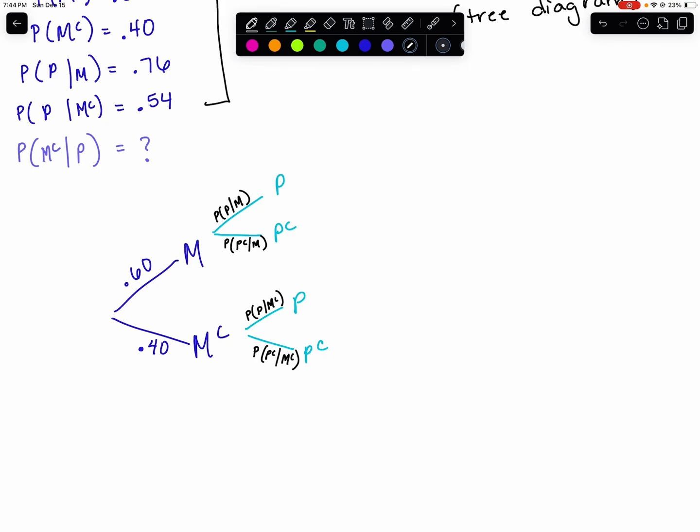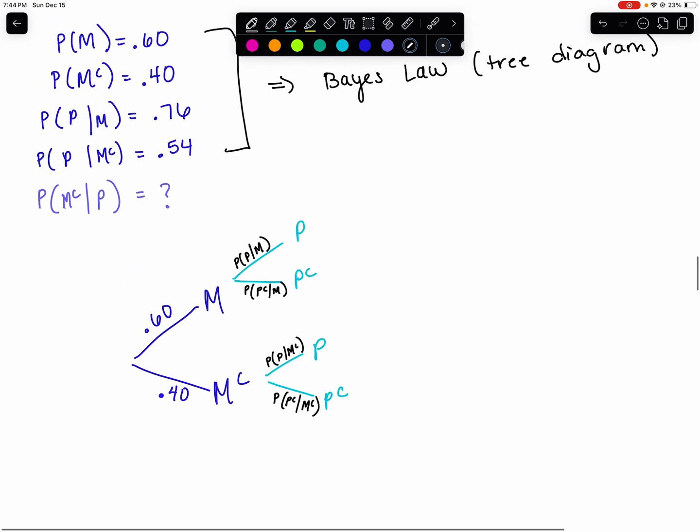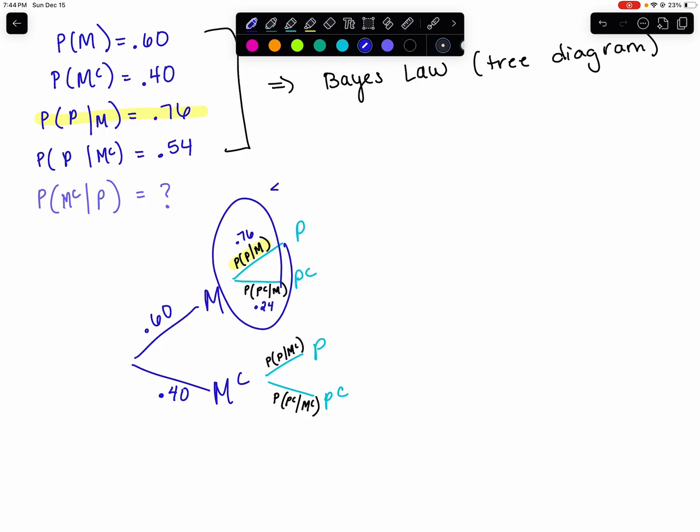Okay, so writing it out like that. You don't need to write that out, but it might be helpful when you're filling in. Because what else did they give us? Well, they did give us two conditionals. They gave us P given M, and P given M is this probability right here. So I'm going to put the 0.76 above that. If that is 0.76, then that is going to make this branch 0.24, because these two also need to sum to 1.